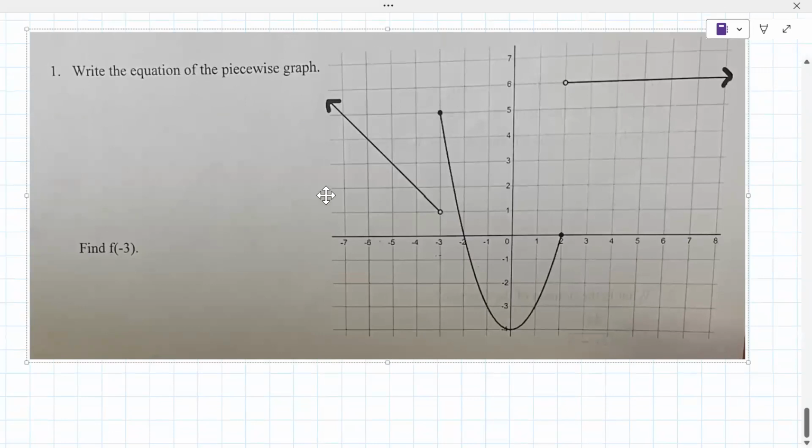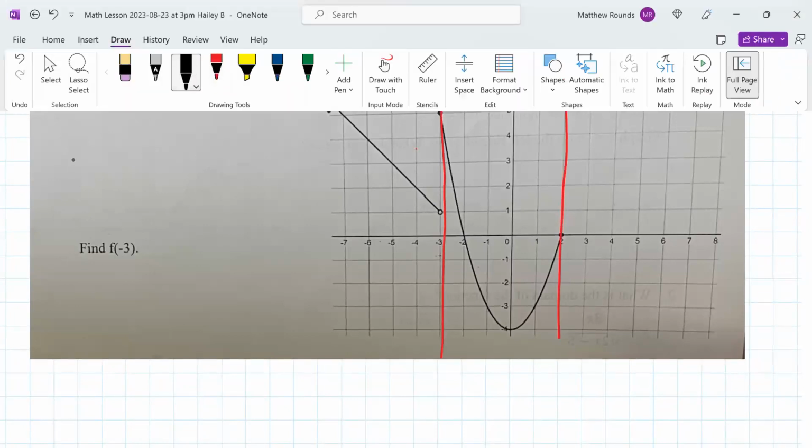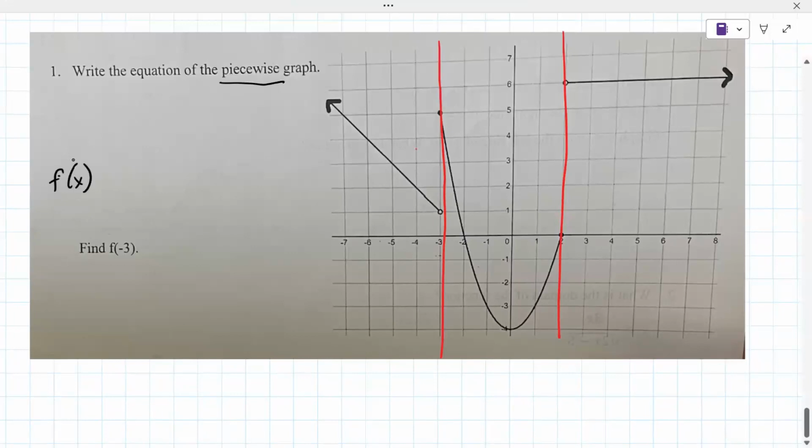Write the equation of the piecewise graph. How many pieces do you see? 3. Good. Sometimes the easiest thing to do is to figure out the divisions first. So f of x equals big curly braces. You've got piece 1, piece 2, and piece 3. To the right here is where you indicate the inequality.